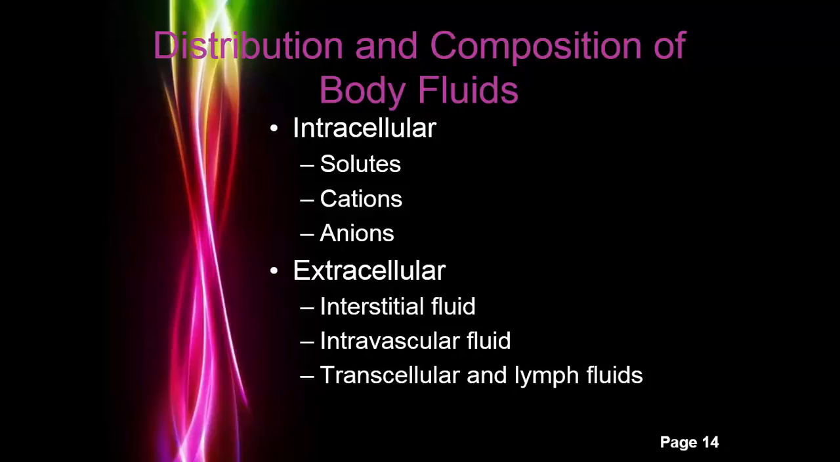Plasma and interstitial fluid. There are two major compartments of these extracellular fluids. They contain the same electrolytes and solutes with the exception of protein. Plasma is protein rich, containing large amounts of albumin. Your interstitial fluid contains little or no protein but carries nutrients to and waste products from cells.